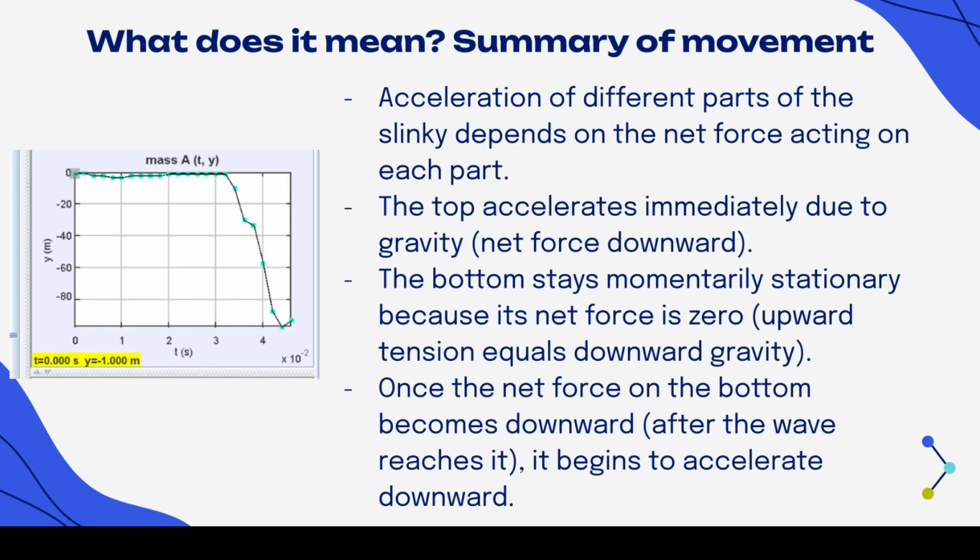So the acceleration of different parts of the slinky depends on the net force acting on each part. The top accelerates immediately due to gravity, and then the bottom stays momentarily stationary because its net force is 0, because the upward tension equals the downward gravity. And once the net force on the bottom becomes downward after the wave reaches it, it begins to accelerate downward.